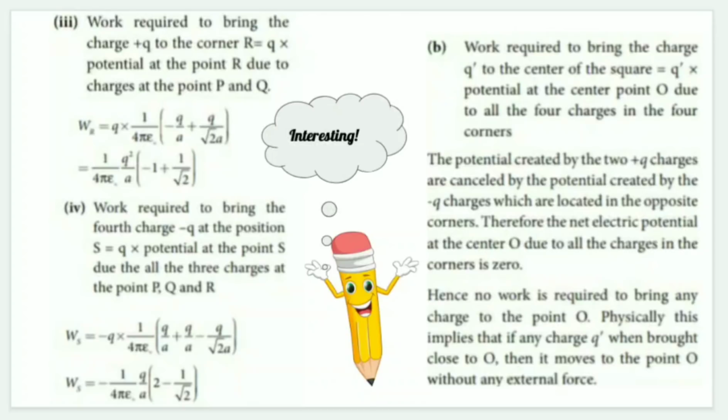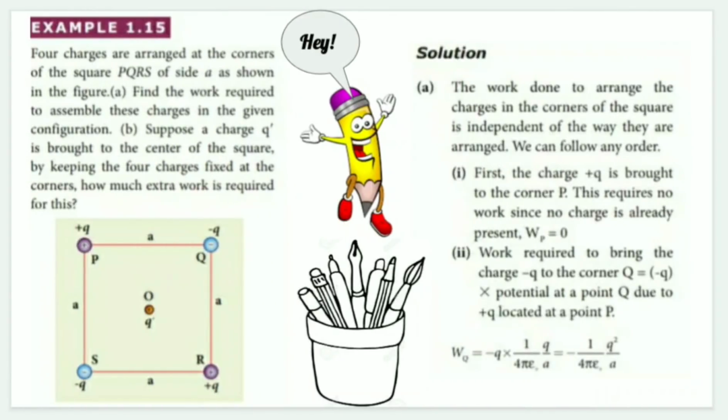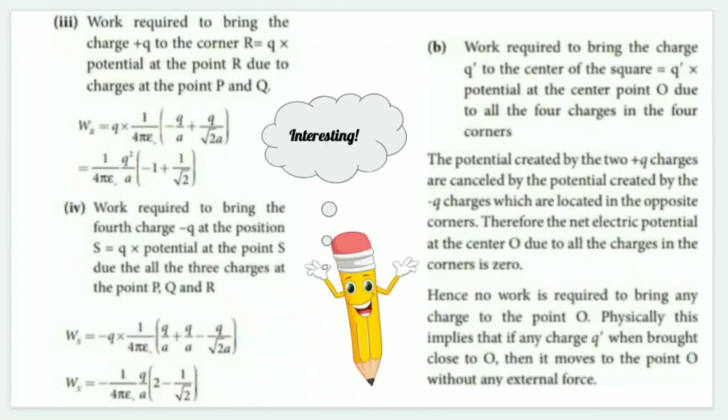Do you understand children? In order to find out the total work done, it's enough if you add them all. If it is given in the question, we have to add them all to find out the total work done. Okay, now let us move on to the second subdivision. Suppose the charge q dash is brought to the center of the square by keeping all the four charges fixed. How much will be the extra work done in this case?